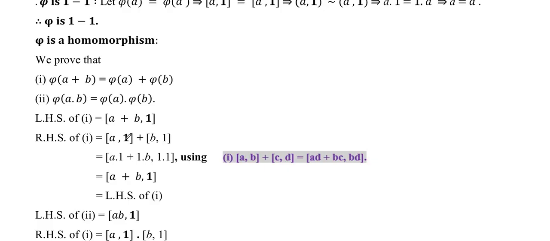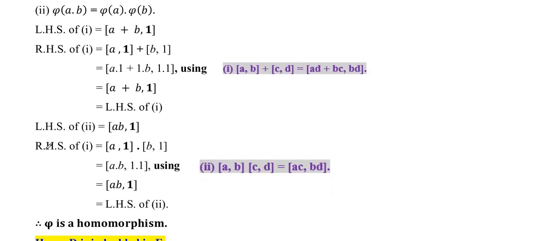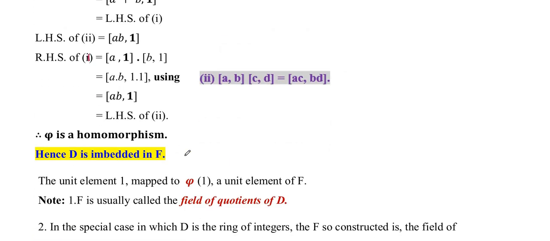And RHS A1 plus B1. And when you add it, this into this plus this into this. So A into 1 plus 1 into B, then 1 into 1. So you have that to be 1. And this is A plus B. Both being the same, you have LHS is equal to RHS. And in the same way, the LHS of the second should be same as RHS of the second. So you have phi to be a homomorphism.